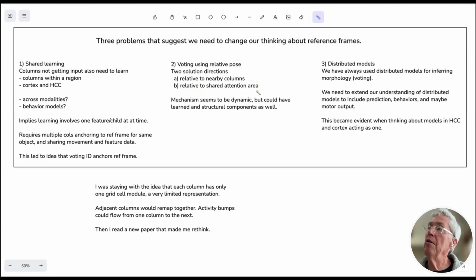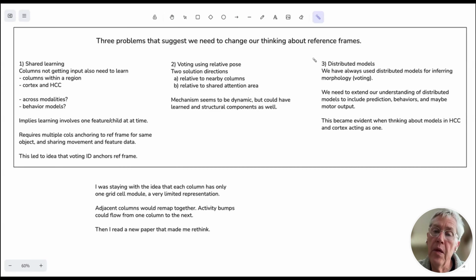Like you might have, oh, we all agree that this object we're viewing is in some physical space, and where am I relative to that physical space? The mechanism for this seems to be dynamic. It goes on the fly, but it can be partially learned. It can be partially structural, meaning maybe the columns on the retina have some constant displacement from each other, something like that. I don't think that's true, but we've discussed these ideas.